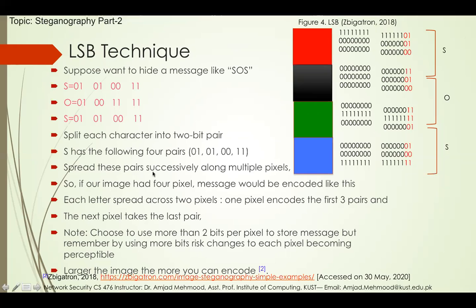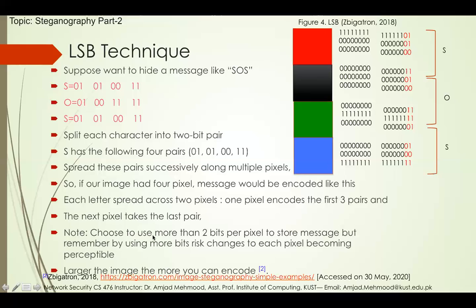So spread these pairs successfully along these pixels. If our image had 4 pixels, each letter would be encoded like this, spread across 2 pixels. One pixel encodes the first 3 pairs, and the next pixel takes the last pair. As you know, we have only 3 pixels. So in each pixel I have adjusted 2 bits of S, and 2 bits are still remaining. So I'll adjust these 2 bits in my next pixel. This way I'll adjust all my information and send it to the receiver.